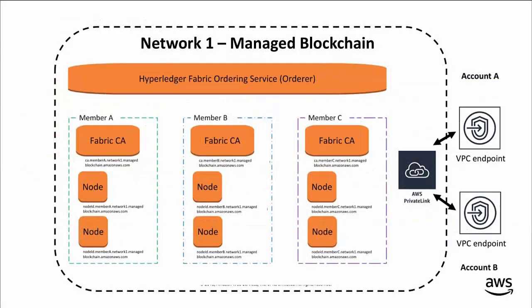Here's a quick view of the architecture of what's provisioned when you create a managed blockchain network. I won't spend too much time here, but it's helpful to see from the AWS architecture view what's going on when a network is provisioned. Member A, member B, and member C are different AWS accounts, so they're different organizations. They're not all databases in the same account.